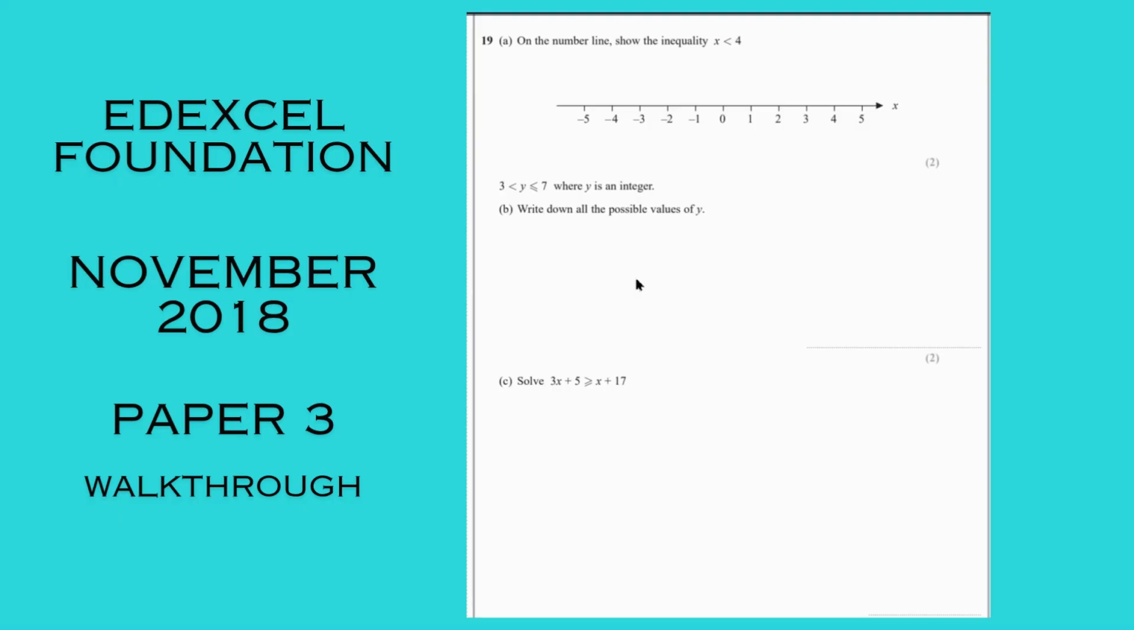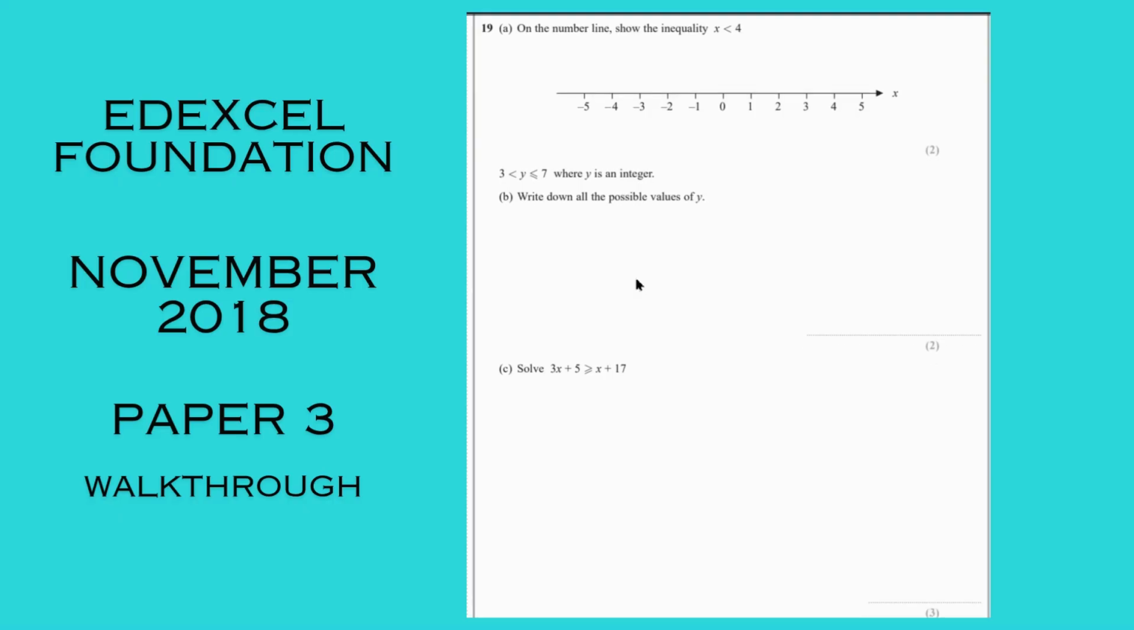Inequalities comes up all the time. Make sure you revise them year in, year out. They love giving you inequalities. So less than 4 means a circle on 4. There's no equals to, so it's an open circle. And don't worry about how long it is. As long as it's an arrow pointing left, it will do the job.